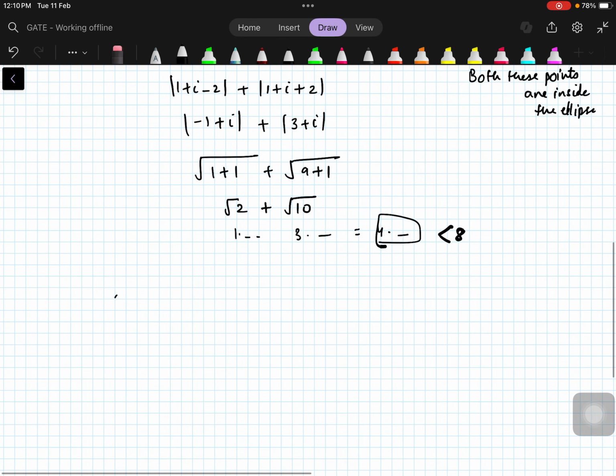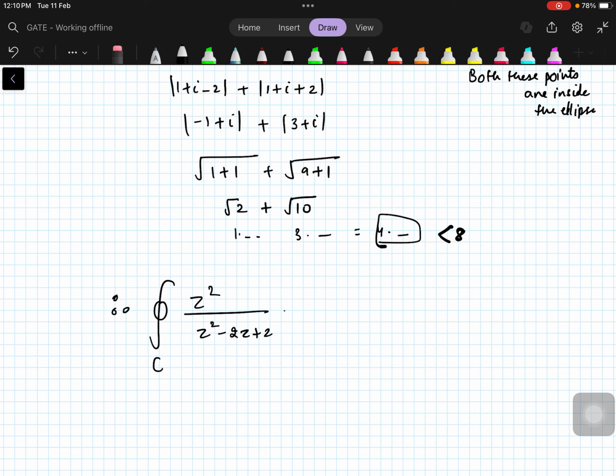So therefore our answer would be: the integral of z square upon z square minus 2z plus 2 dz would be 2 pi iota into the residue of f of z at the point z is equal to 1 plus iota plus the residue of f of z at the point z is equal to 1 minus iota, right?